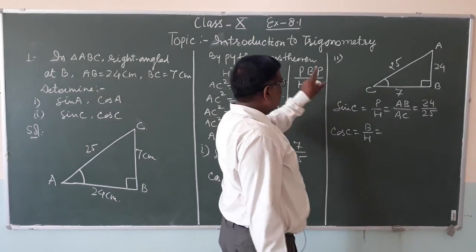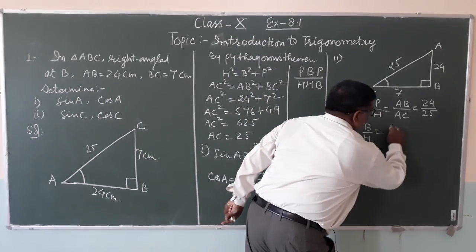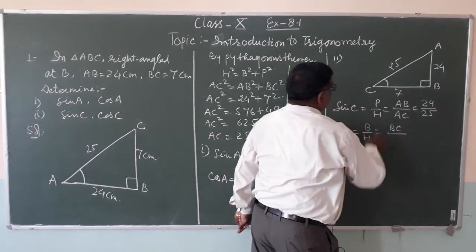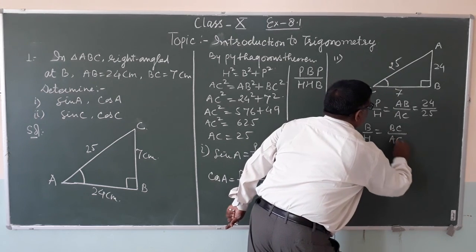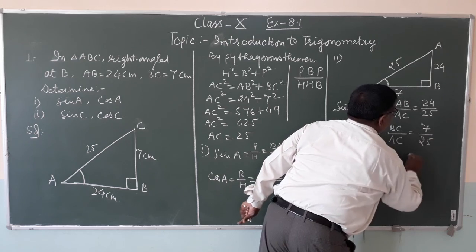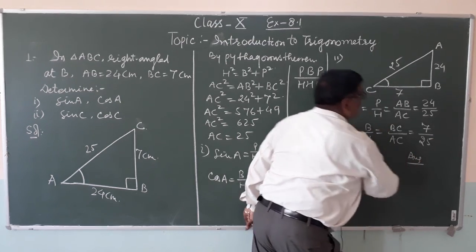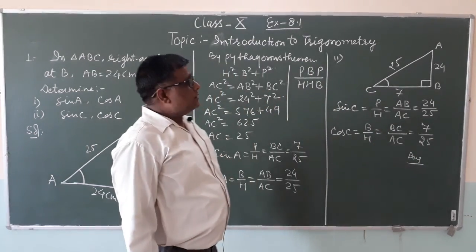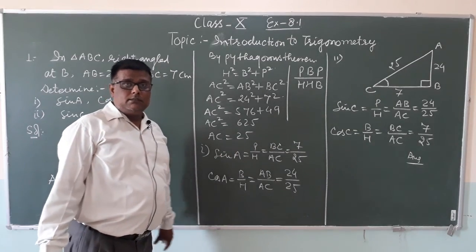Now what is B? That is BC, and H is also equal to AC. Now BC is equal to 7 and AC is equal to 25. This is our answer. On this basis we will solve some other questions. Thank you.